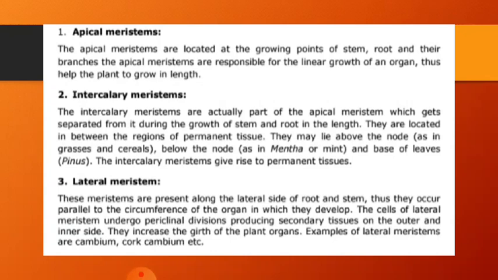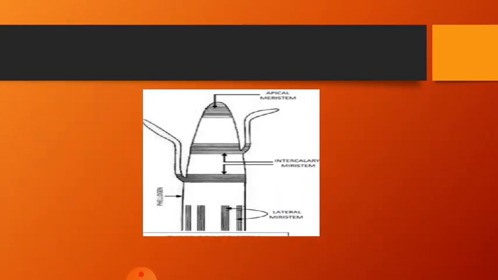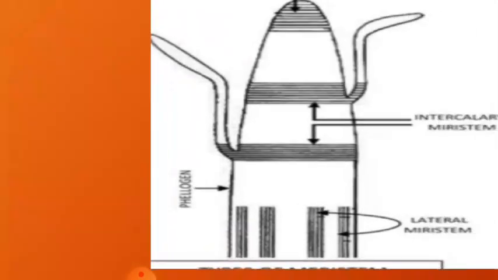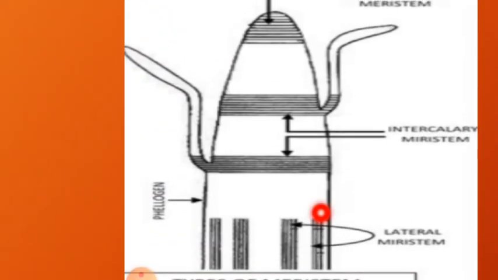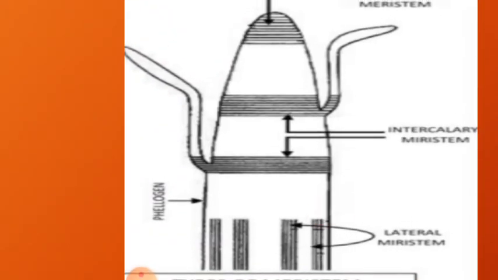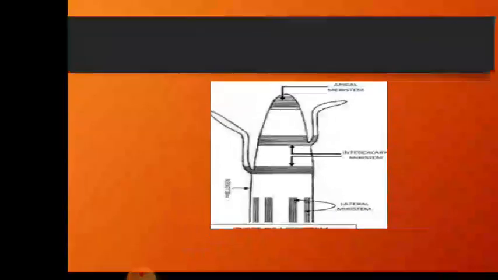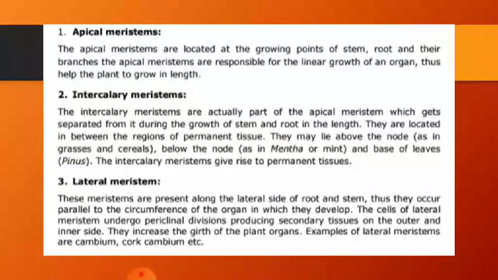Third is a lateral meristem. So far as the lateral meristems are concerned, these meristems are present along the lateral sides of roots and stems. And thus they occur parallel to the circumference of the organs in which they occur. The cells of the lateral meristem undergo vertical divisions, producing secondary tissue. It is responsible for producing secondary tissue.